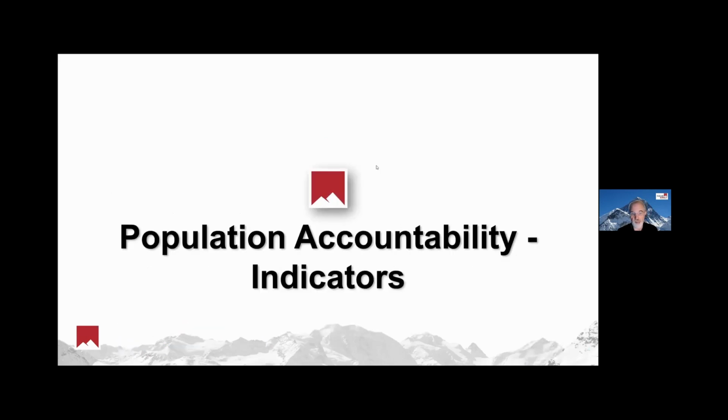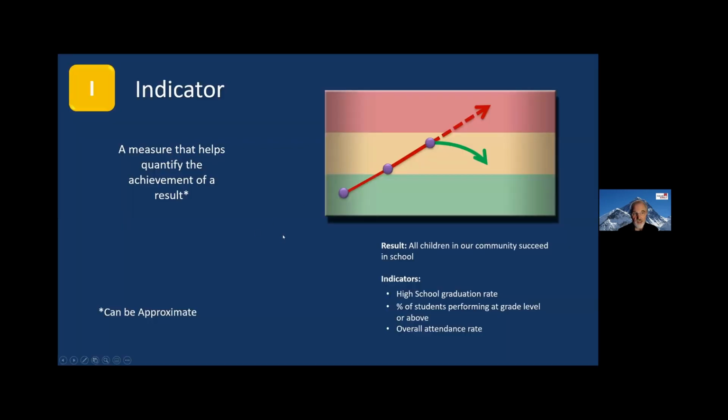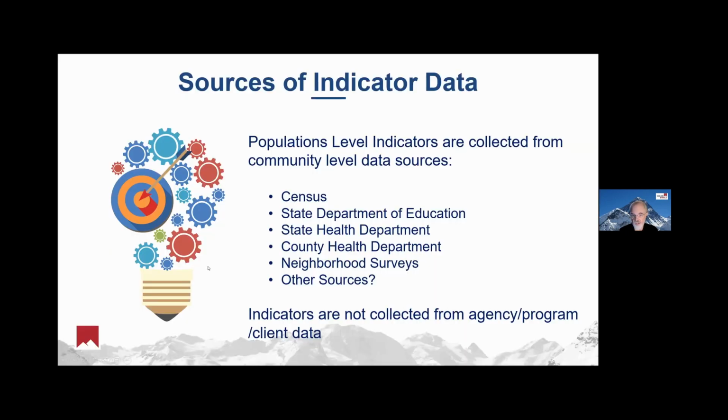But those are examples of result statements that everything that you do can align around one or more of those result statements. And then the data, the indicators, is the data that you use to see how you're doing in relation to those results. And that data is generated from community level data sources. So you don't just roll up your client program data because you want to know about everyone in the neighborhood or everyone in the community, everyone in the state. So you have to look to the census, the State Department of Education, State Health Department, county health departments, or do random sample surveys to identify the data that you need, because it's not just program data.